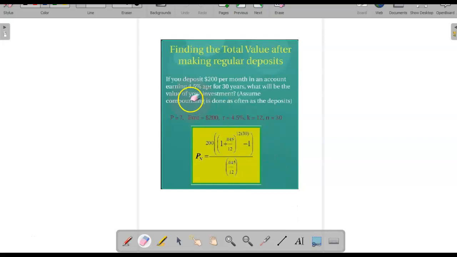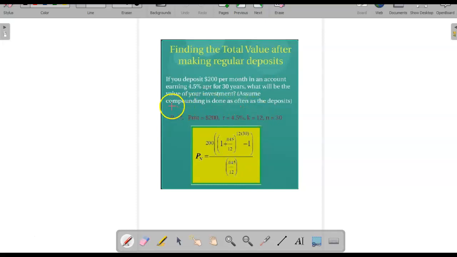And so as you read through this, it says if you deposit $200 per month in an account earning 4.5% APR for 30 years, what will be the value of your investment? Assume the compounding is done as often as the deposits, and that's what we always will assume on these. It means if it's deposit every month, then the compoundings are 12 times a year.